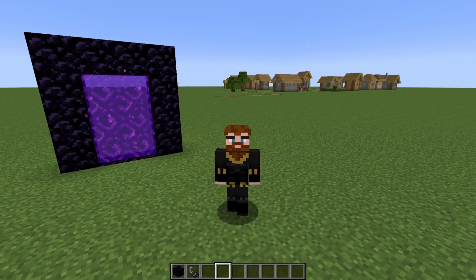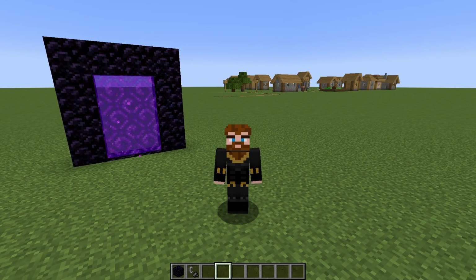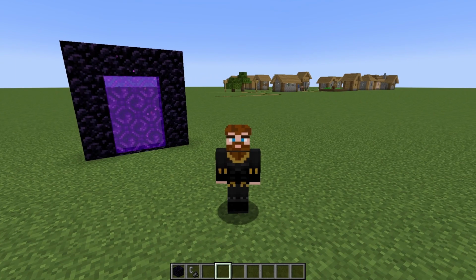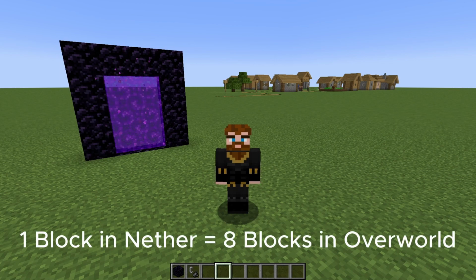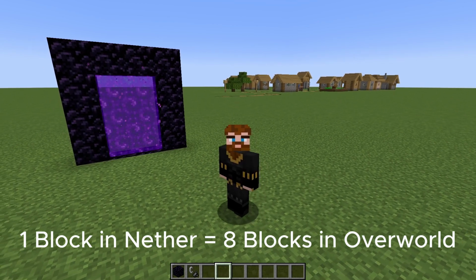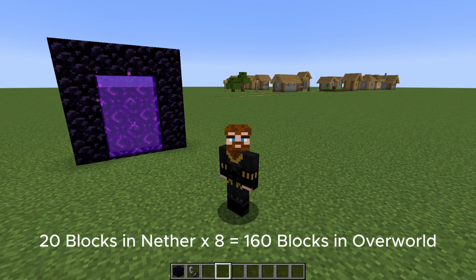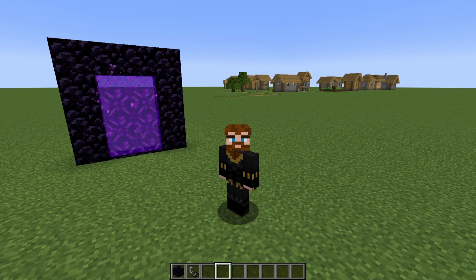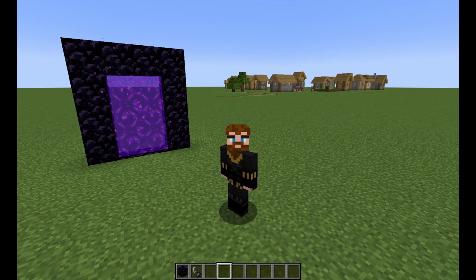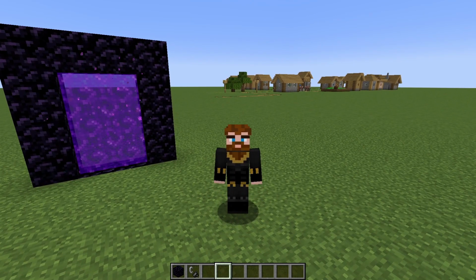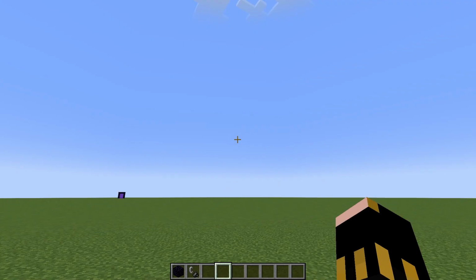I have mentioned previously that the coordinates in the overworld have a direct relationship to those in the Nether. Let me explain what I mean by this. Each block in the Nether represents 8 blocks in the overworld. This means if you enter the Nether through a portal and walk 20 blocks in the Nether and then exit the Nether through another portal back to the overworld, you would be 160 blocks away in the overworld from where you originally started. Let's look at a practical example, which would be easier to understand.